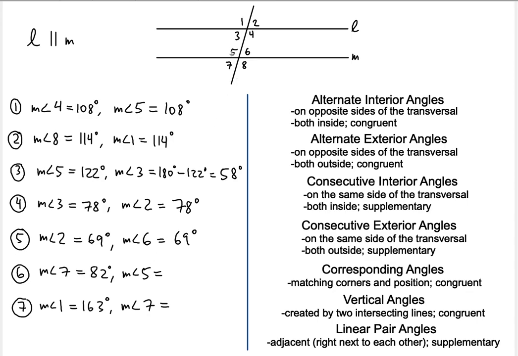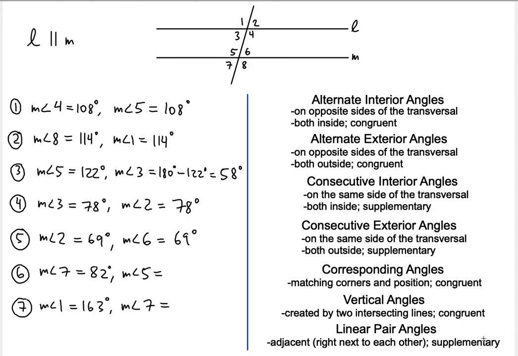Now 7 and 5. Notice they're right next to each other. They share the same vertex, and unlike the vertical angles, they're not on different sides of the lines or the transversals, right? 7 and 5 are both to the left of the transversal, both of them, right? So that will help you tell the difference between vertical angles and this 7 and 5 pair, right? This 7 and 5 are not vertical. 7 and 6 would be vertical because they would be on different sides, but 7 and 5 are adjacent, right?